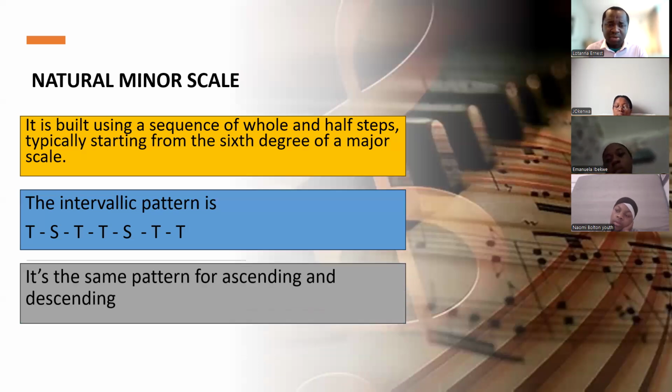For natural minor, just like the major scale, when you write your major scale, the same notes you have when ascending is the same notes you have when descending. Am I right? So the pattern for ascending is the same as descending. So it's the same thing for natural minor because, like I said, natural minor is just a rearrangement of the major. Is that okay?